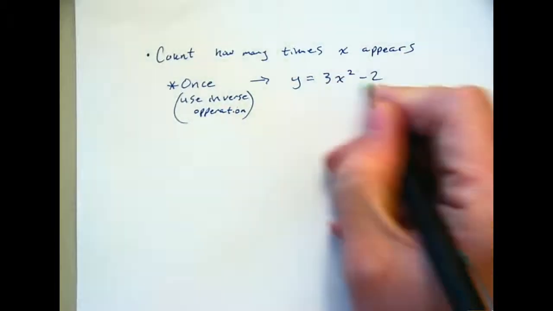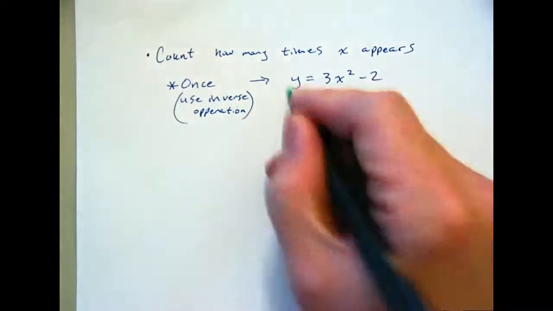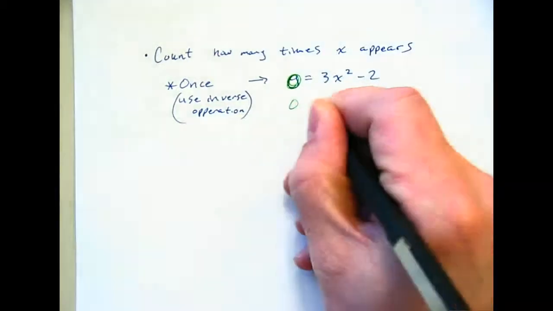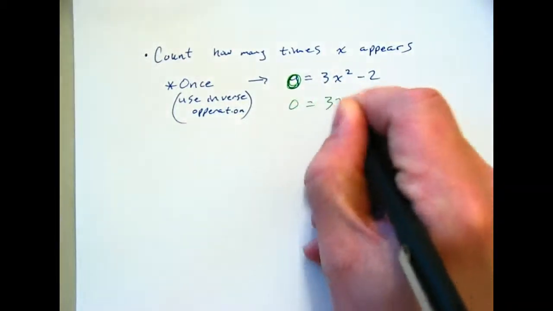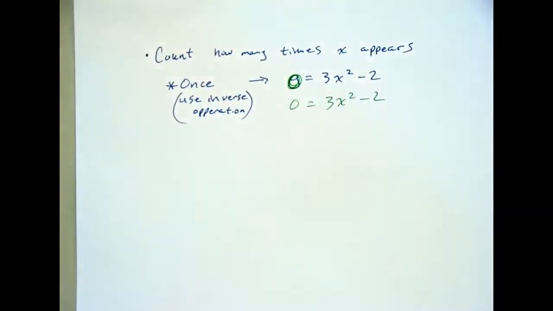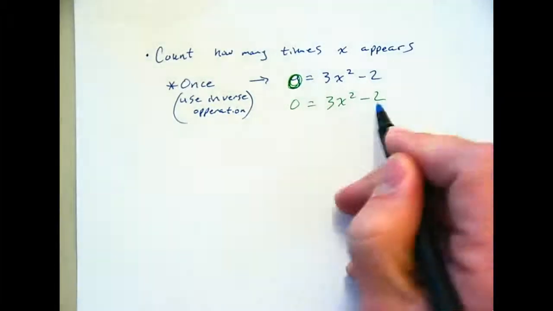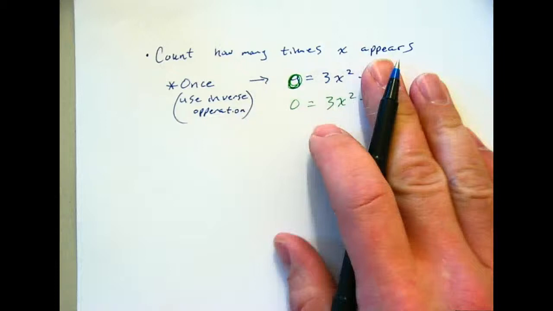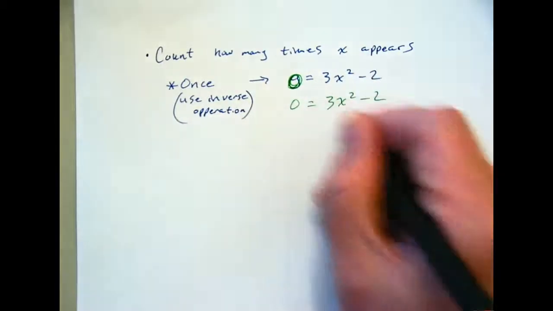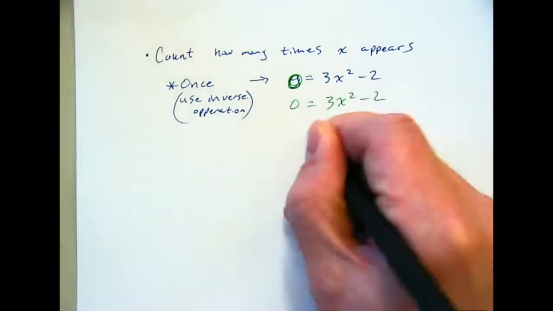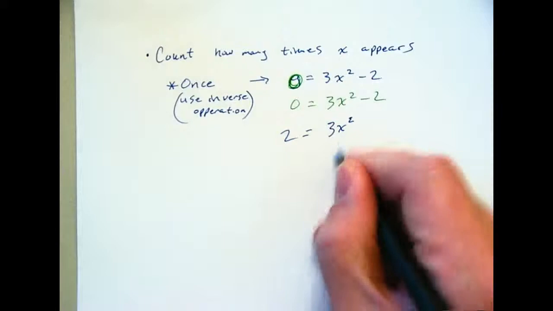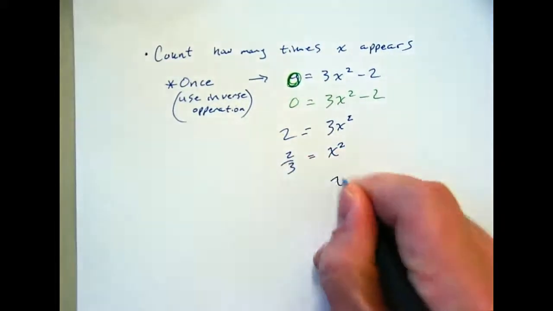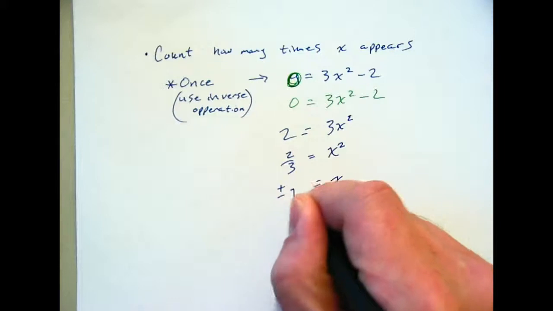Remember the x-intercept, which is what we're looking for, is when y is 0. So we make y 0. And then we just do opposites. We add 2, divide by 3, and take the root. It's that simple. So from here, 3x squared equals 2. X squared equals 2/3. X equals plus minus root 2/3.